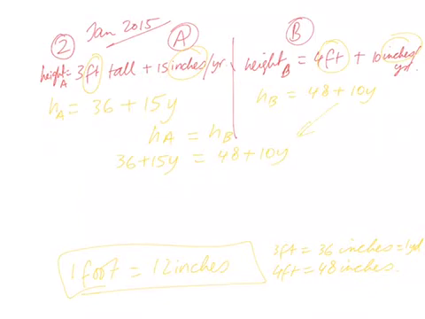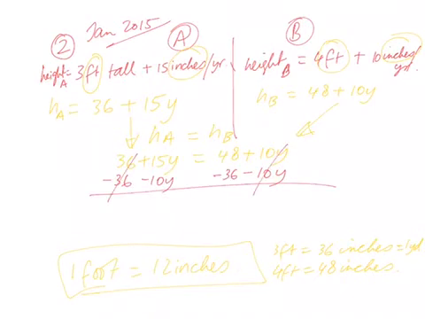I'm plugging in this value over here and this value over here. Now I've got an equation. I need to find out y, right? So there are various ways. Let's subtract 10y from both sides. And let's subtract 36 from both sides. So this cancels, this cancels.